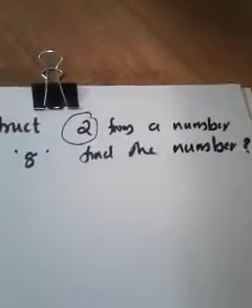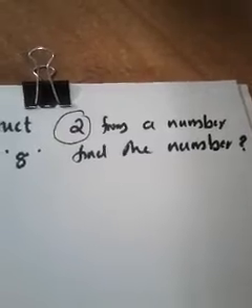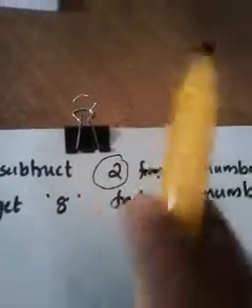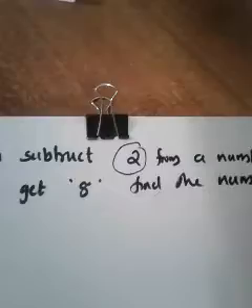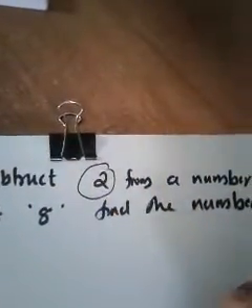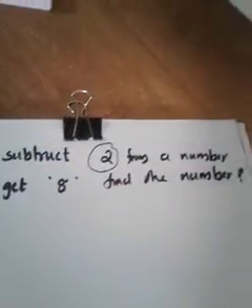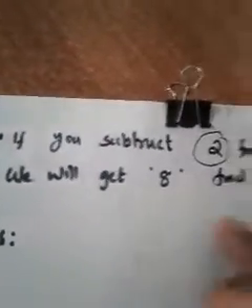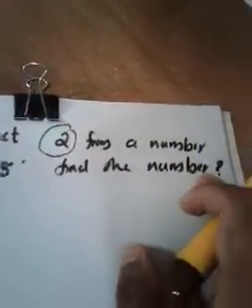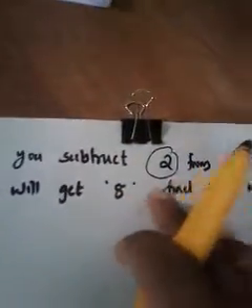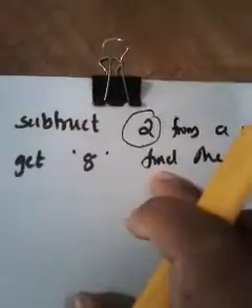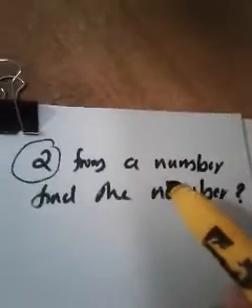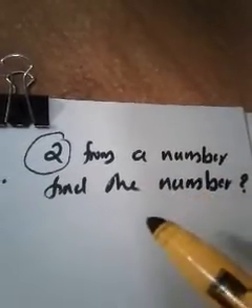Can you say which will be that number? 10. Why? Because when you subtract 2 from 10, we will get 8, no? When you subtract 2 from 10, we will get what? 8. So we know the number is 10, but we have to calculate the number mathematically. Now we used some logical sense to calculate the number, but here we are supposed to use mathematical operation.